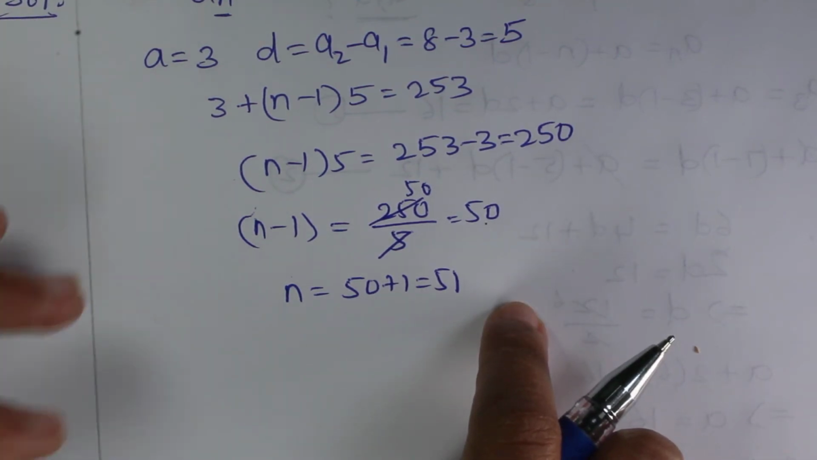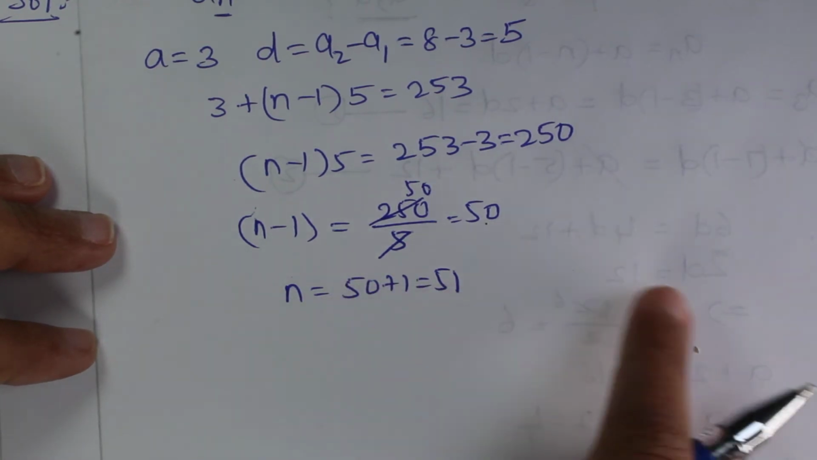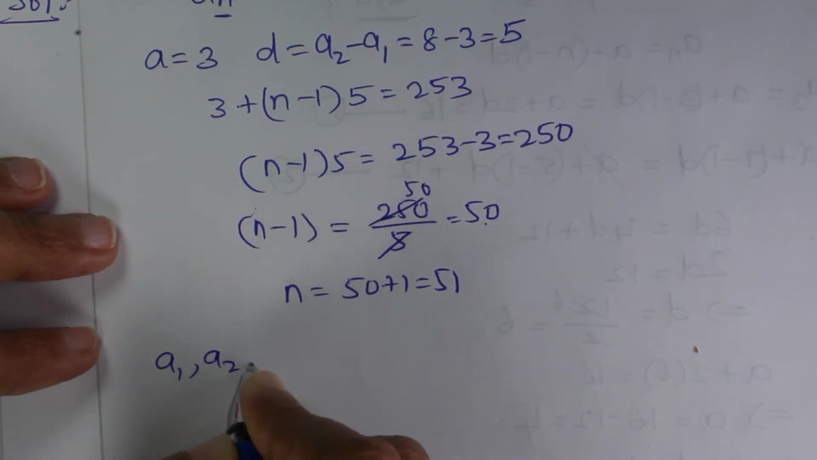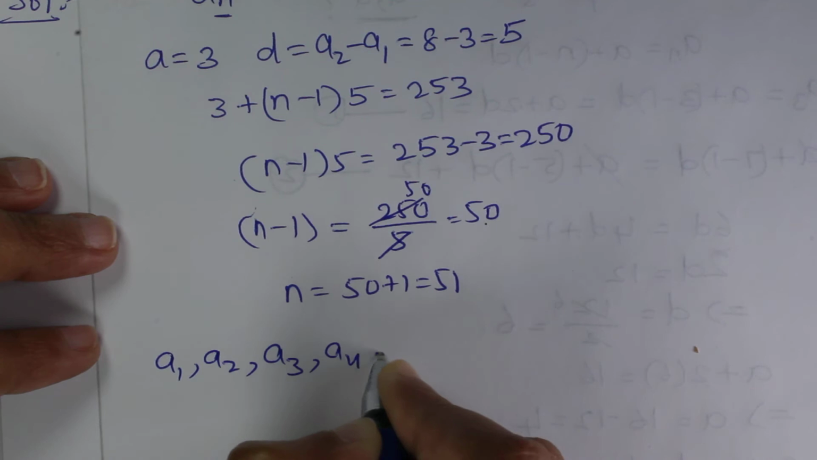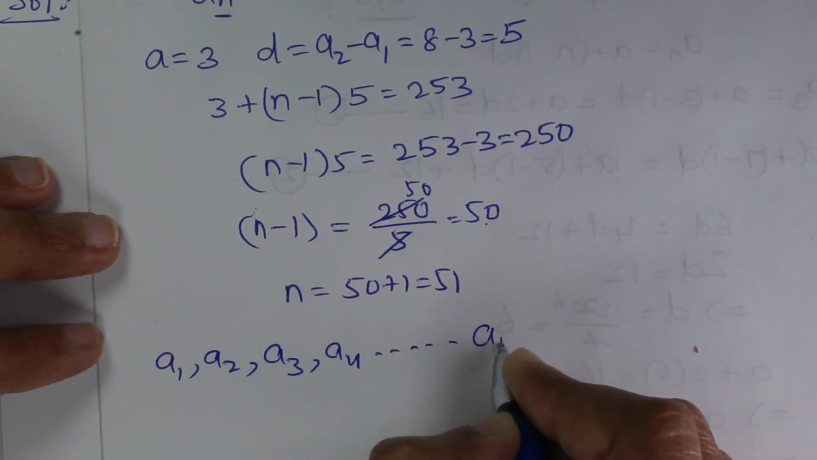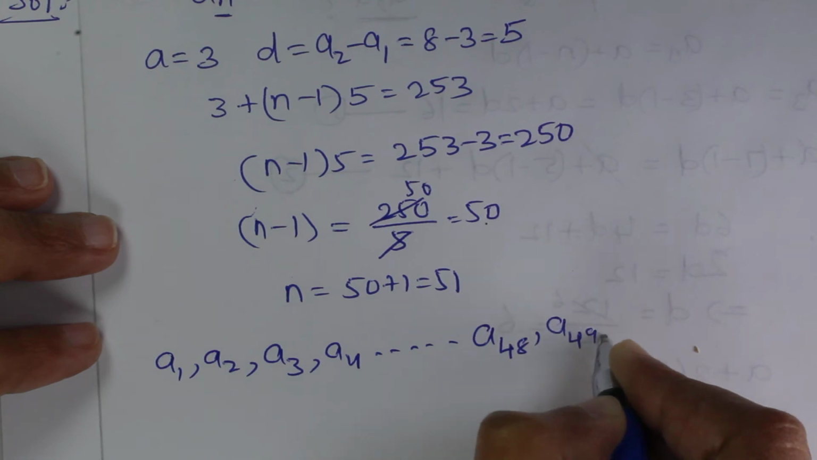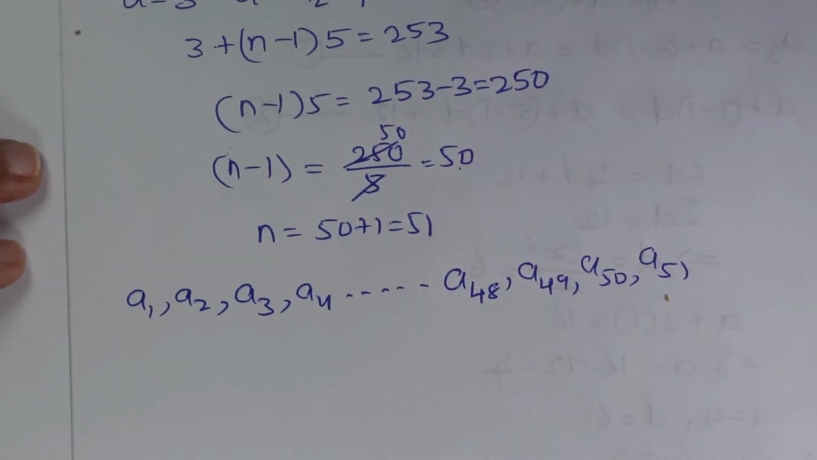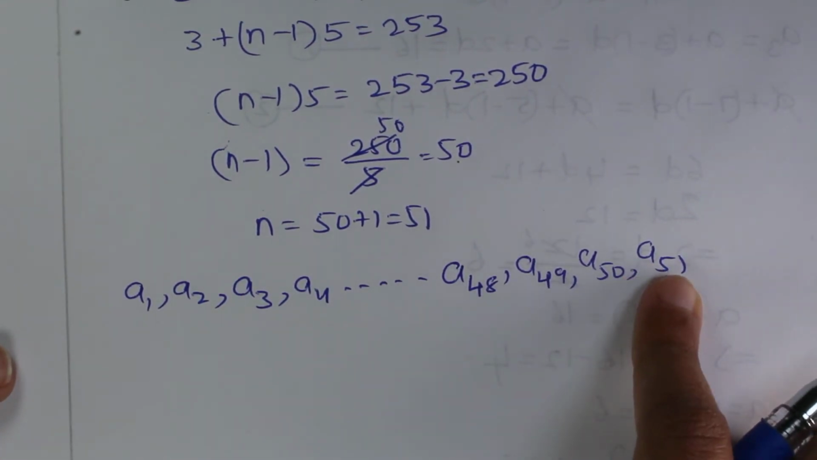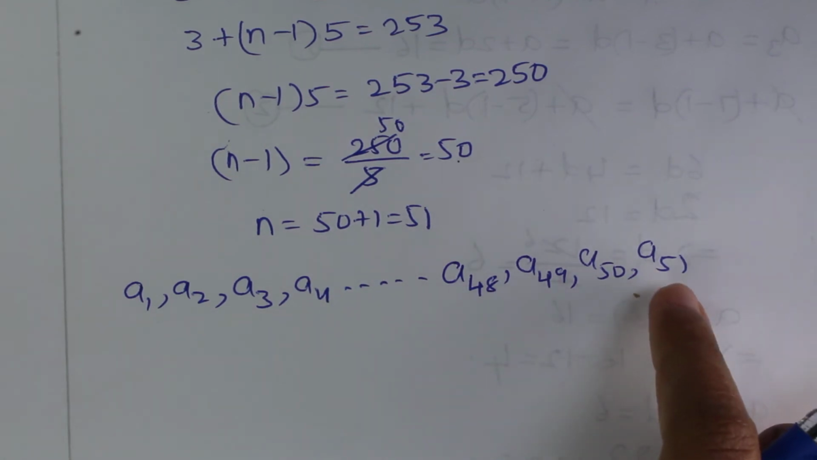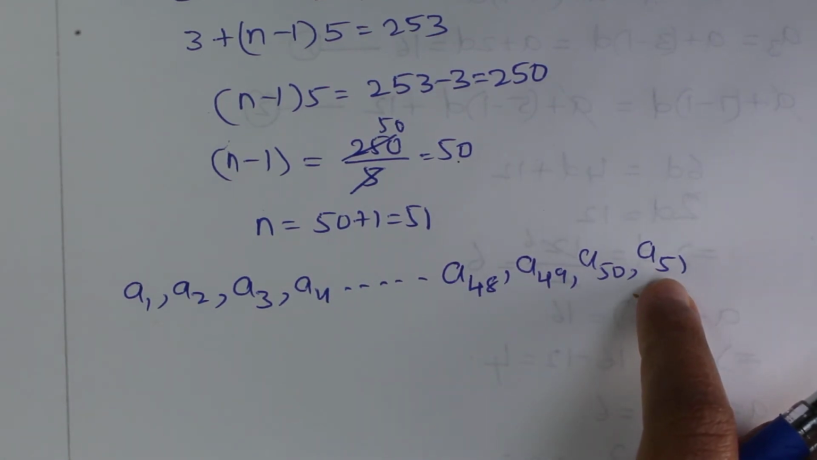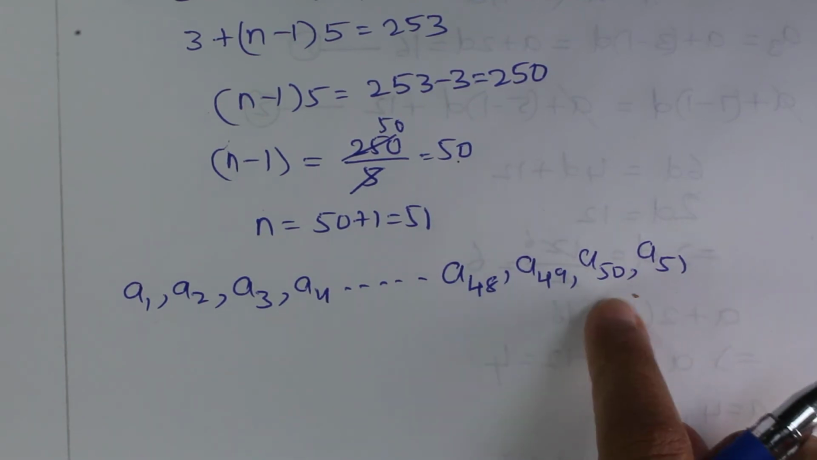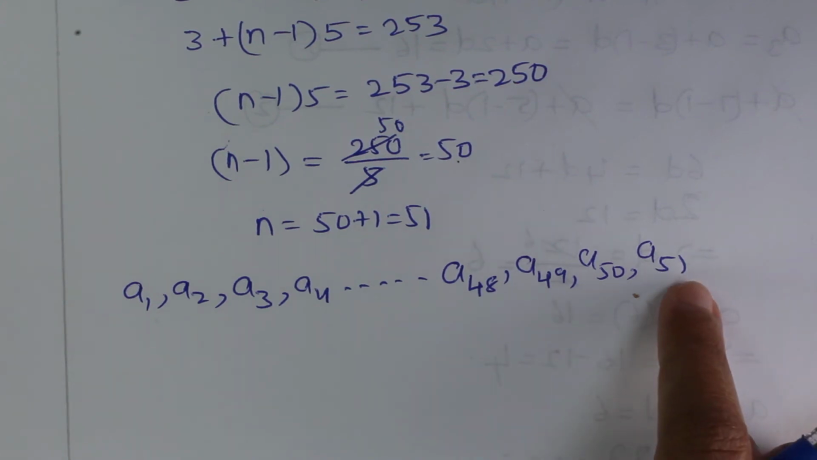Now we have to count the 20th term from the last, that is from the 51st term. So how does the series look like? A1, A2, A3, A4, and so on, A48, A49, A50, A51. This is how the series looks like, right? Now I have to count the 20th term from the end. For example, let us look at the second term from the end. The second term from the end becomes A50, right? How do we get 50? 51 minus 1. So for the second term, I am subtracting 1 from 51.